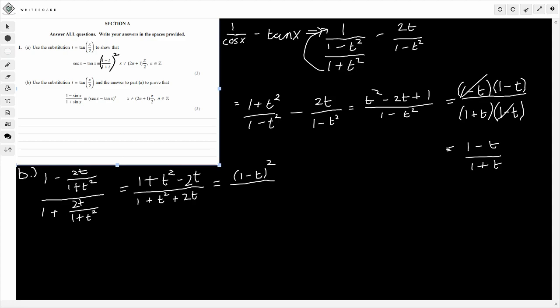Because if you pick the ones out at the end, it's going to give you t plus 1 or 1 plus t, which is identical to (1 minus t) over (1 plus t) all squared, like such, which is identical to (sec x minus tan x) squared. And there we have it.